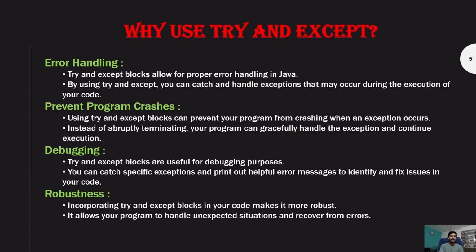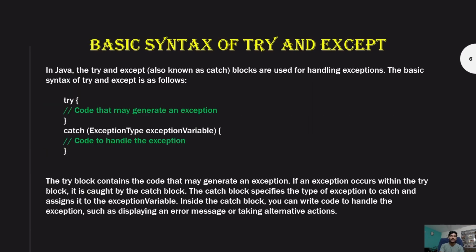Debugging. Try and except blocks are useful for debugging purposes. You can catch specific exceptions and print out helpful error messages to identify and fix issues in your code. Robustness. Incorporating try and except blocks in your code makes it more robust. It allows your program to handle unexpected situations and recover from errors.